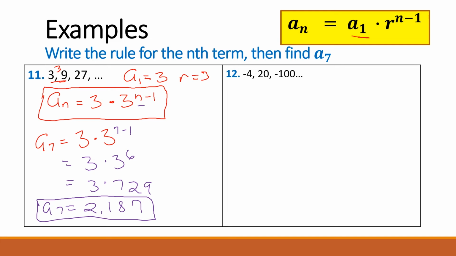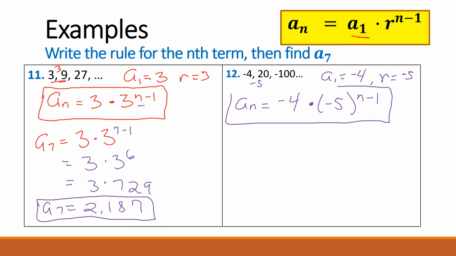All right, the next one, my common ratio, 20 divided by -4 is -5. And so first term is -4. That common ratio is -5. So my formula, a sub n equals -4, because that's my first term, times, since I have a -5, I'm going to put that -5 in parentheses so I don't have two signs next to each other. And then just put my n minus 1. So that is my formula.